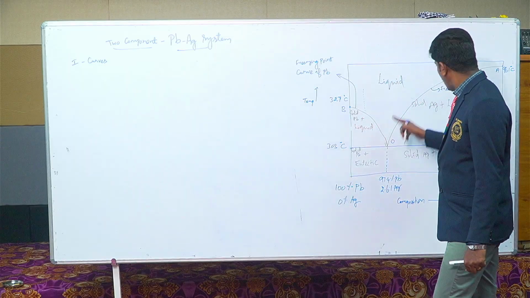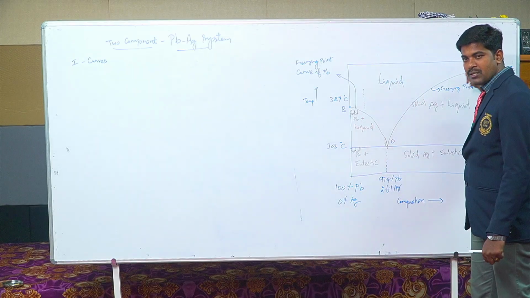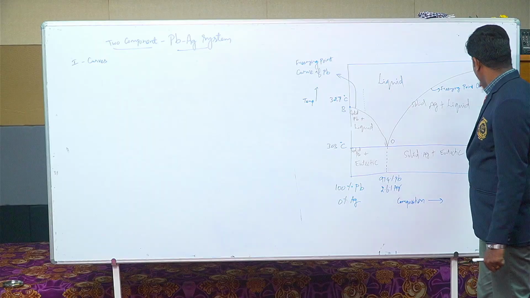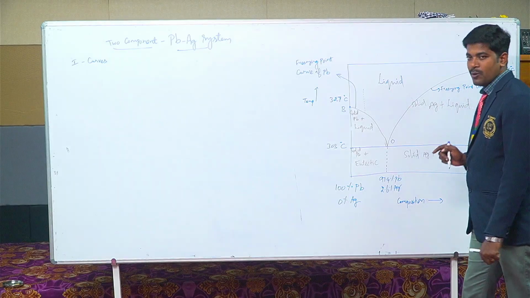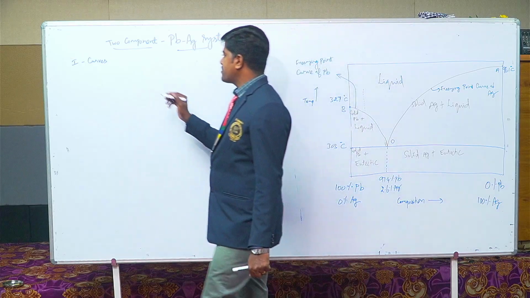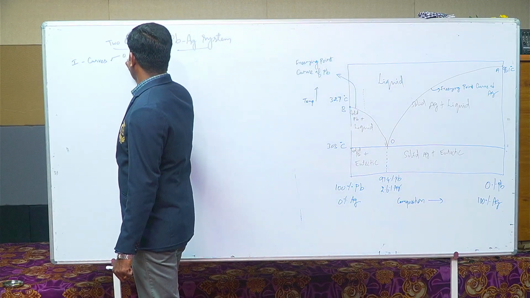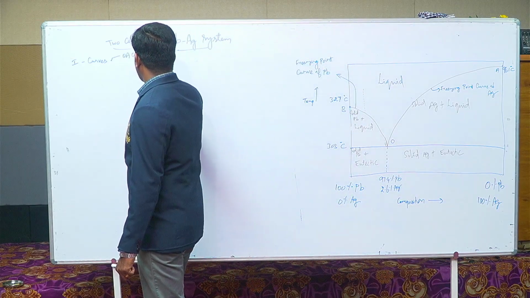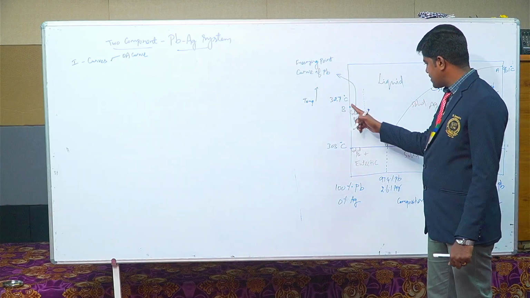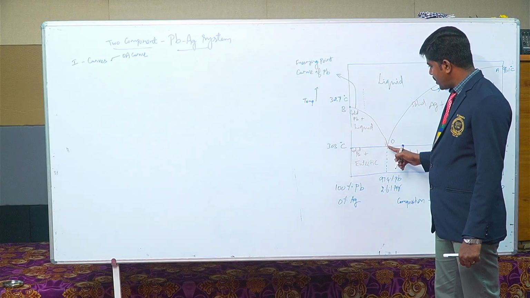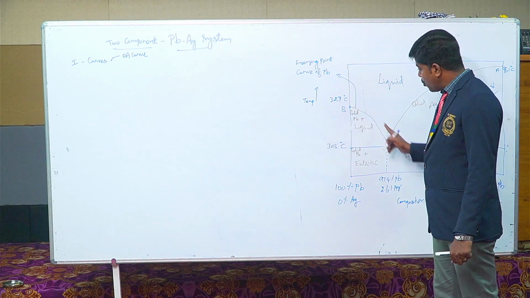As I told, there are two curves present here. One is the OA curve. This is point O and this is point A. So the first curve is the OA curve. Another curve is also here. This is the OB curve. This is point O, this is point B. OB curve.